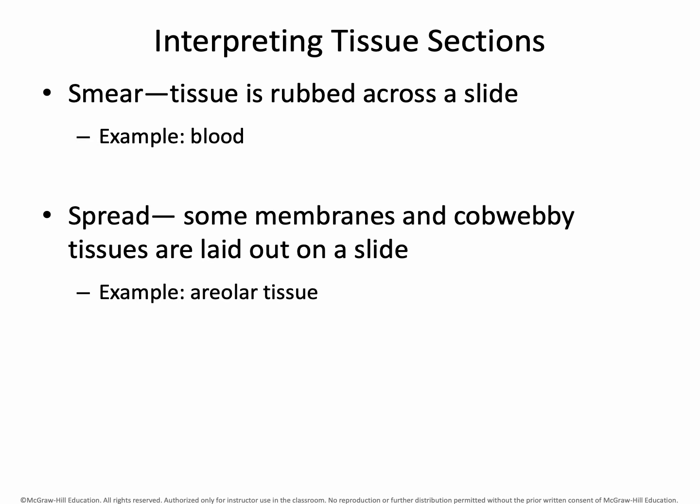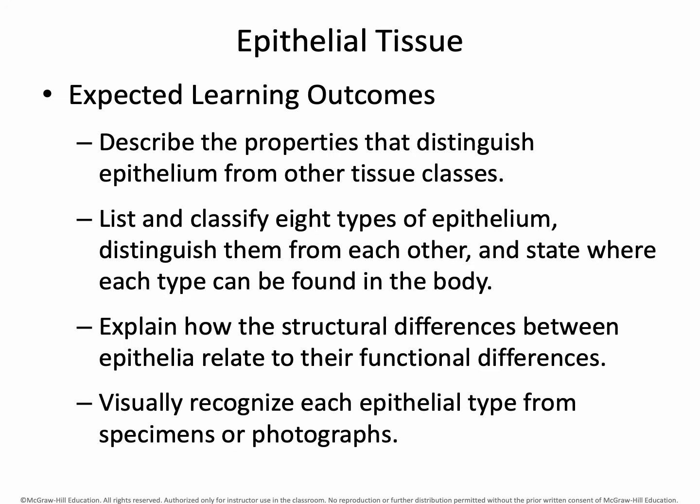Smears, what you usually see is with blood, liquid tissues, and some very soft tissues. You can sometimes see what's referred to as a spread, especially when you look at your areolar tissues. So again, epithelial tissue, I'll let you review these on your own. You can pause this, but I'm going to move on to the next slide.